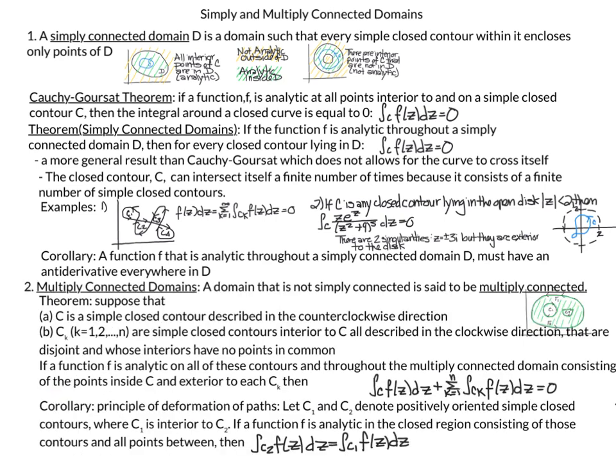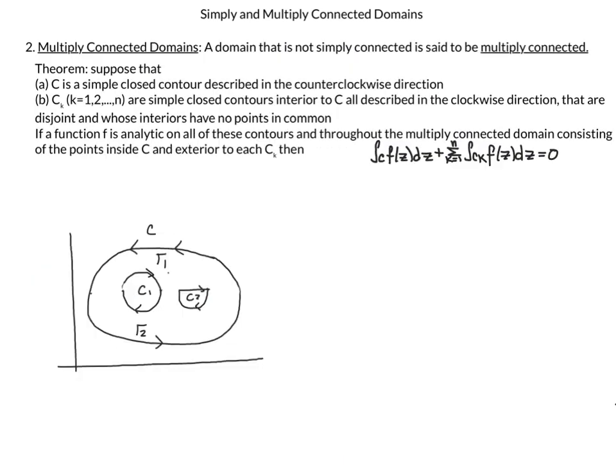Okay, now we're ready to look at multiply connected domains. A domain that is not simply connected is said to be multiply connected. Let's look at some examples and pictures, and hopefully this will be a little more meaningful. We have this theorem. Suppose that C is a simple closed contour described in the counterclockwise direction. So I've drawn C here, and it's in the counterclockwise direction.